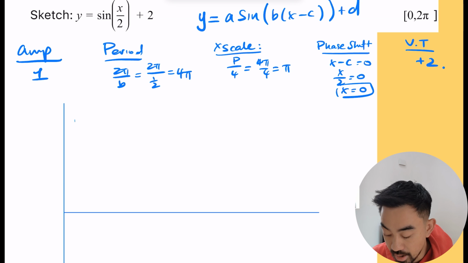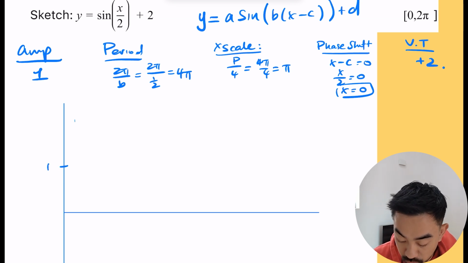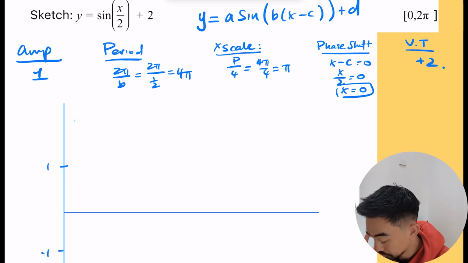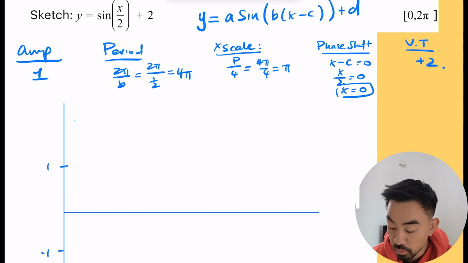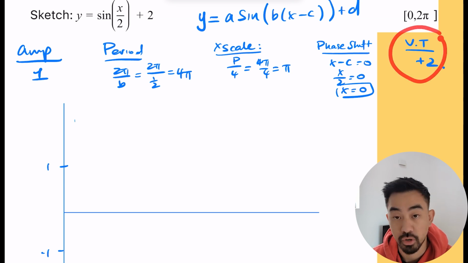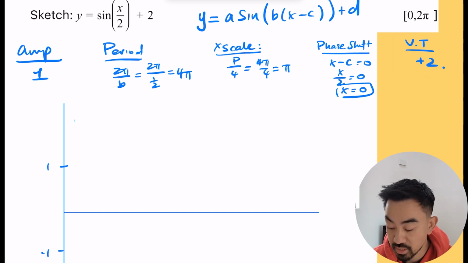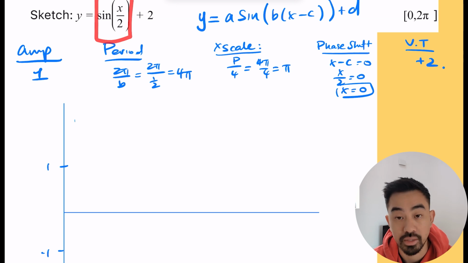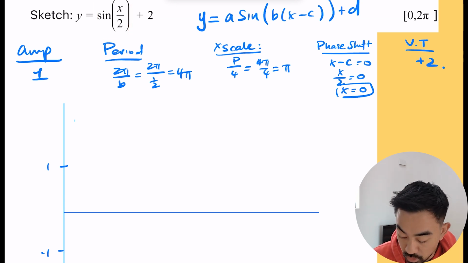Okay, so here is our graph. I'm going to put in your amplitude of 1 and -1 first. Now, I'm going to actually ignore this vertical translation for now, and we're just going to sketch it as though it was y is equal to sine x on 2. So you'll have pi, which is your x scale, or 0, and then also 2 pi.